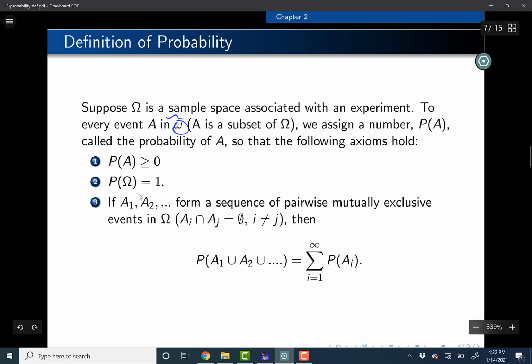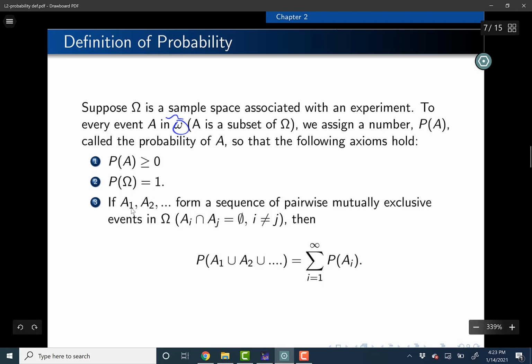If you toss a coin, what is the probability that you observe a head or a tail? That is the probability of a set containing H and T, that's going to be 1. And that makes sense, right? If you toss a coin, you have to observe one of the two. You have to observe a head or a tail, right? So this definition makes sense.